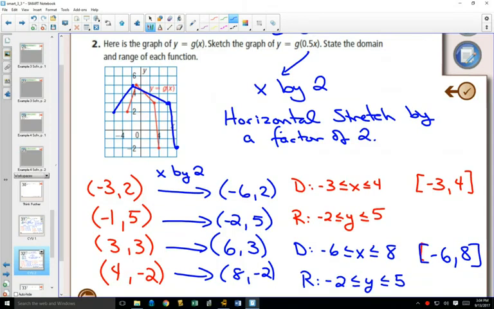Either one is fine. You could use interval notation or set notation. They mean the same thing. Okay, questions for this one are 4 and 8.